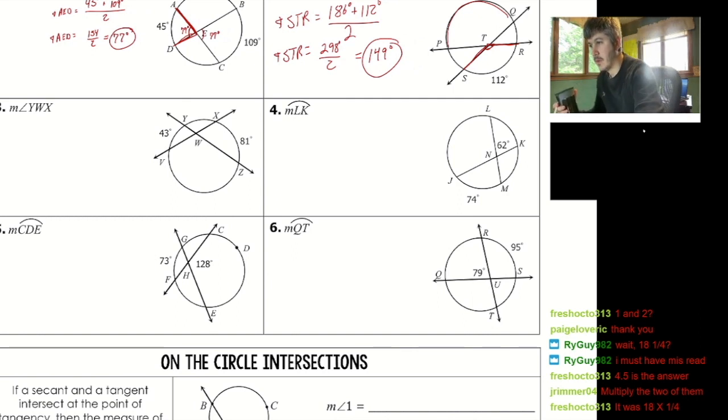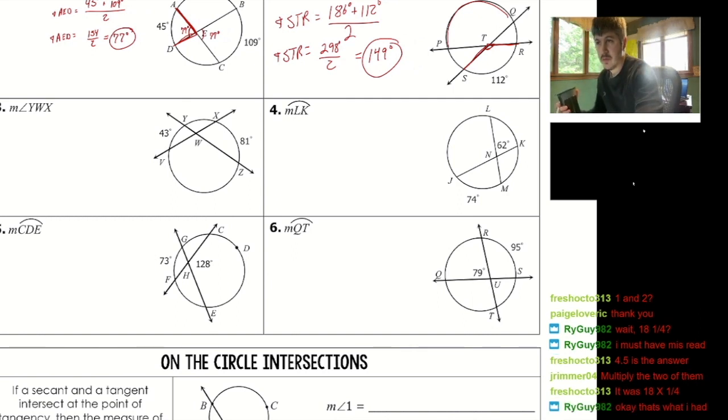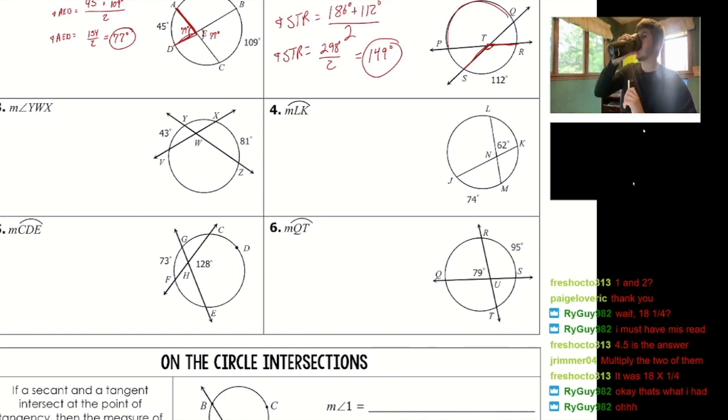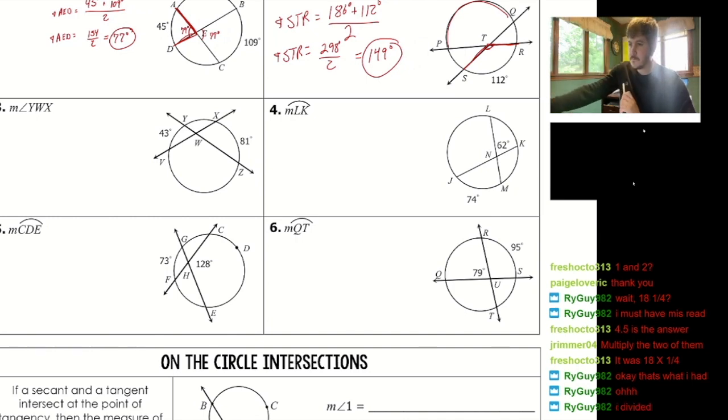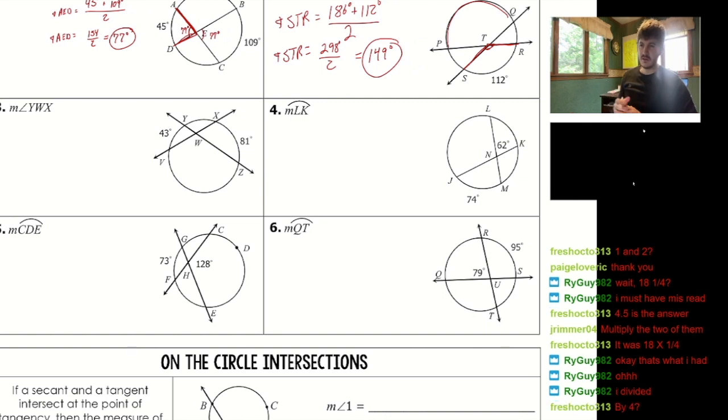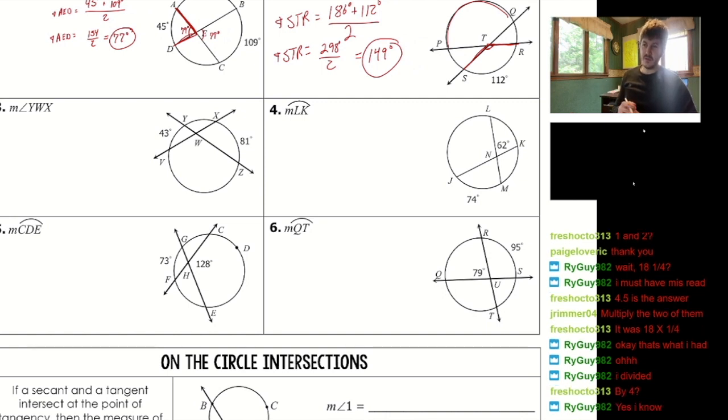All right? So we're going to jump right into it. It was 18 times 1/4. Yes, I got 4.5. You divided. Well, 18 times 1/4 is the same thing as 18 divided by 4. They're going to be the same thing. As long as you get 4.5 as the answer, yes, dividing by 4 or multiplying by 1/4, same thing. So 4.5 should be the answer.